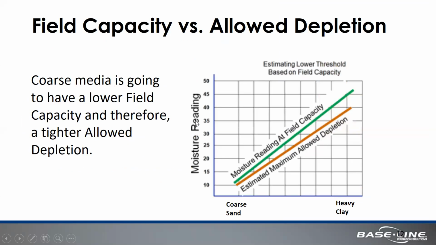So if we look at field capacity versus allowed depletion graphically, the difference between field capacity and allowed depletion in coarse sand is much tighter than the difference between field capacity and depletion in a heavy clay. So we need to monitor or manage those depletions carefully in order to achieve our objectives.